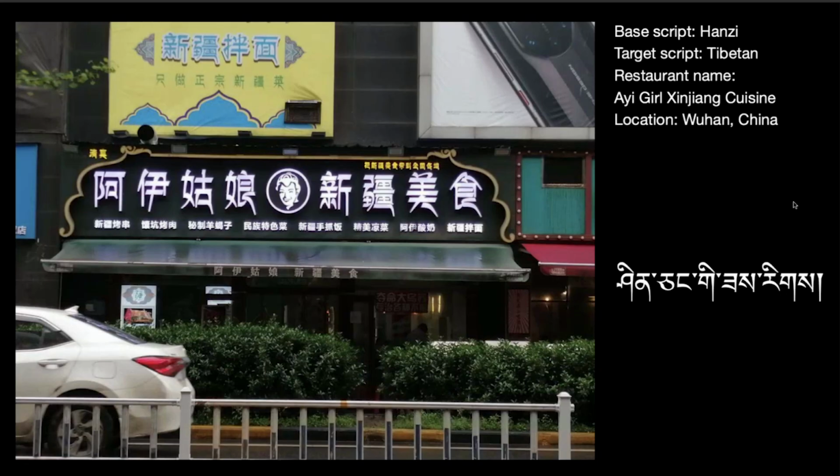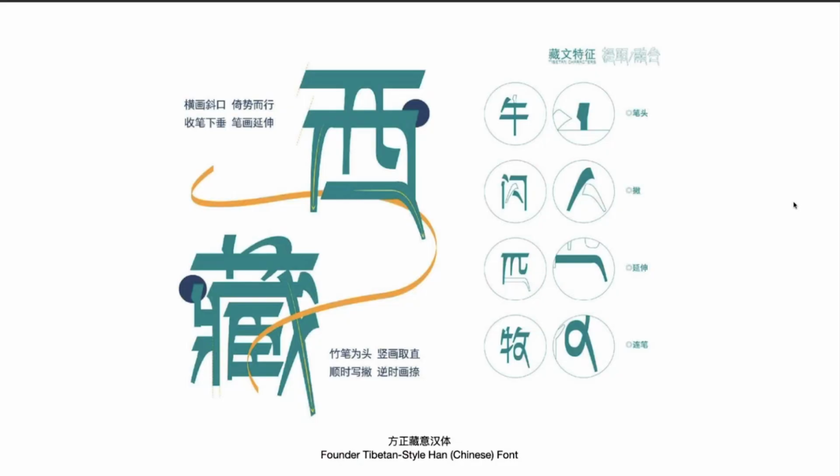I found later on that the font is called Tibetan Style Han, and it was designed by one of the typographers, and it has also won some prizes. On the website, it gives very explanatory examples of how they did the mimicry, for example the starting stroke and the system of the lettering. It's all based on how Tibetan is written, for example with the bamboo pen and everything.